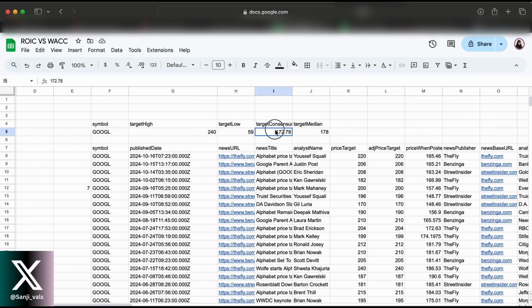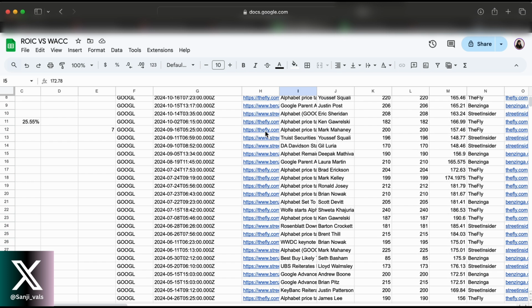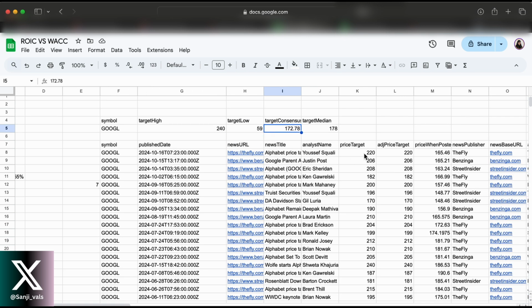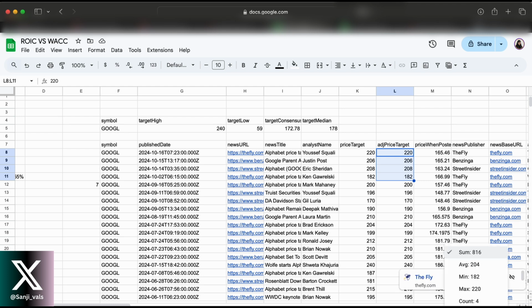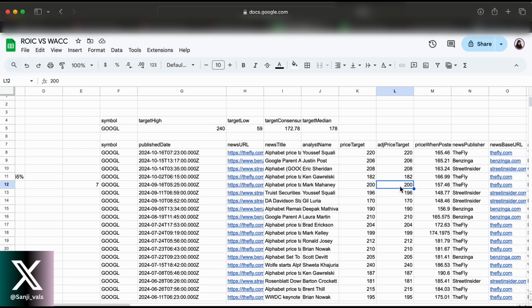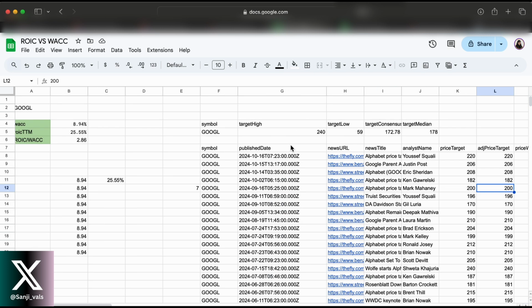And you can also see the consensus stock target price, that's the average stock target price among all the analysts, but you can take the consensus target price from here, from the last calculations. This would be more relevant, as we can see the average is 204, so you can say that the consensus target price based on the most recent updates is 204.